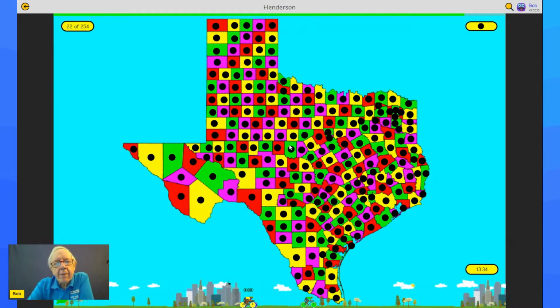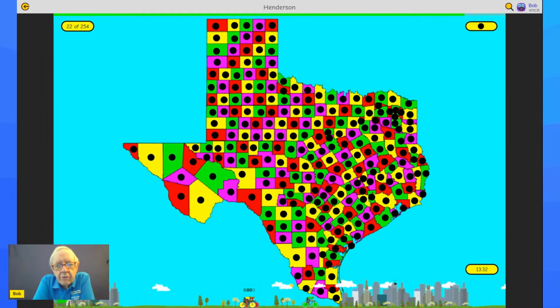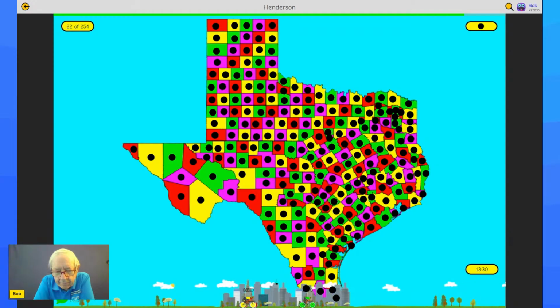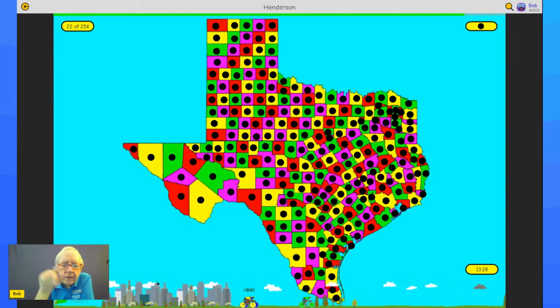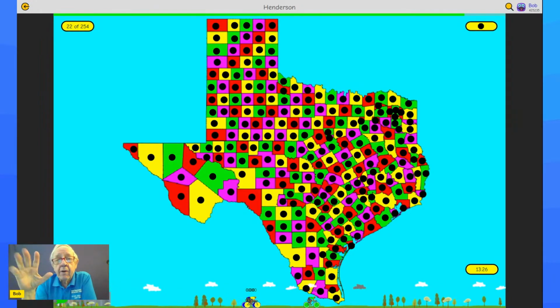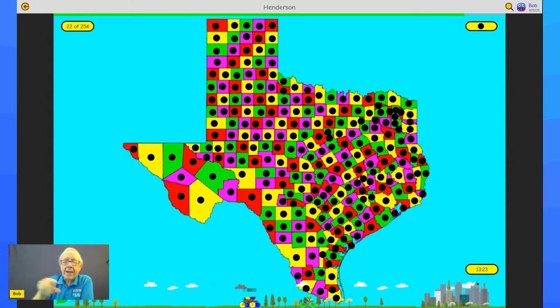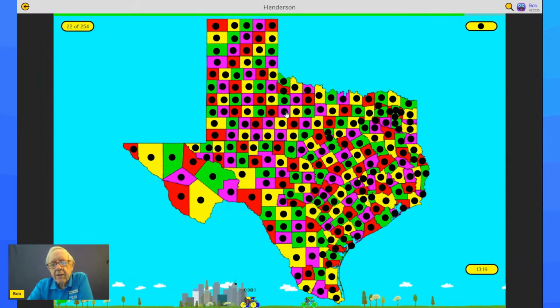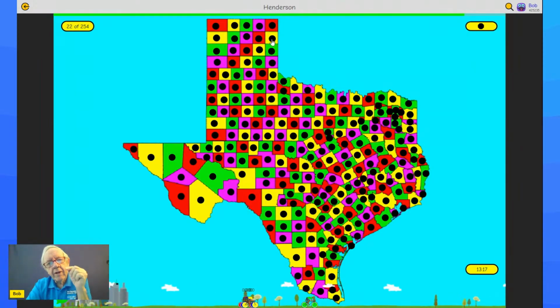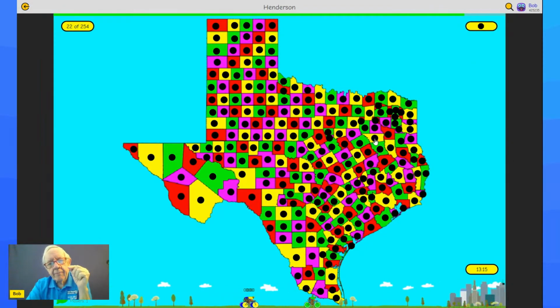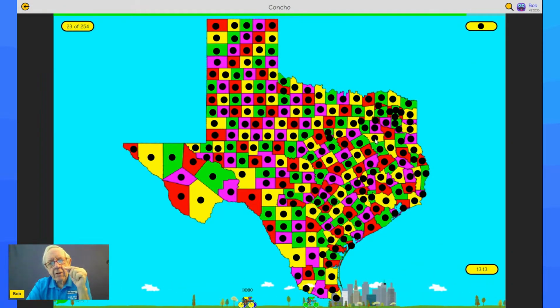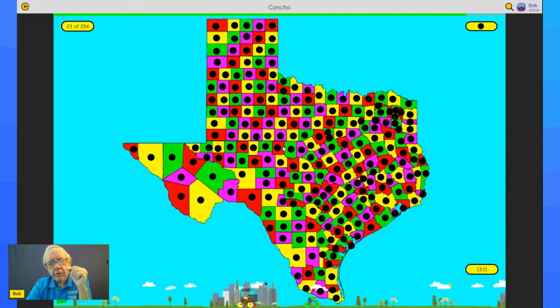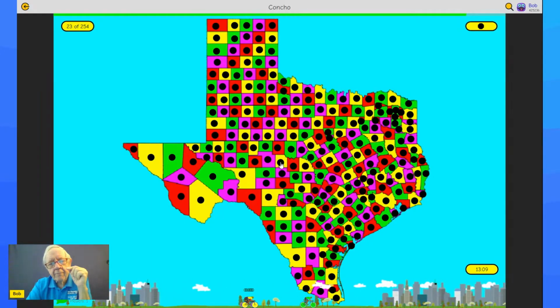We do these alphabetically. Here's the thing. We do these alphabetically so that when I am playing, I learn them alphabetically, and I learn the pattern alphabetically. So when it asks for Henderson, I think, well, Hemphill is here. Hemphill, Henderson. Okay, Henderson, Concho. Concho is, I think, right next to Tom Green, and it is.